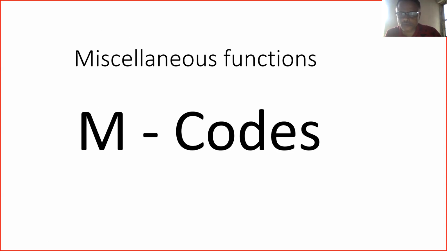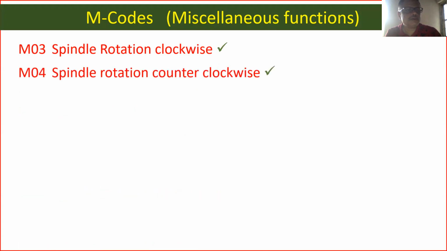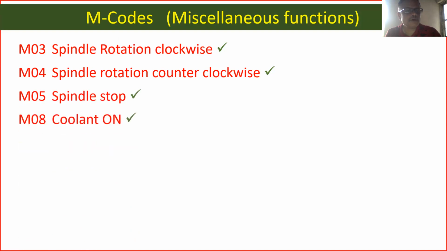Miscellaneous functions. What are miscellaneous functions? M codes, on and off operations. Various M codes are there. M03 is used for spindle rotation clockwise. M04 spindle rotation counterclockwise. M05 spindle stop. M08 used for coolant on. M09 coolant off.